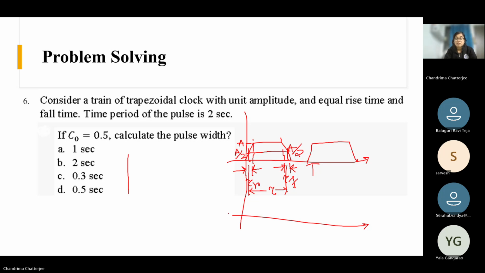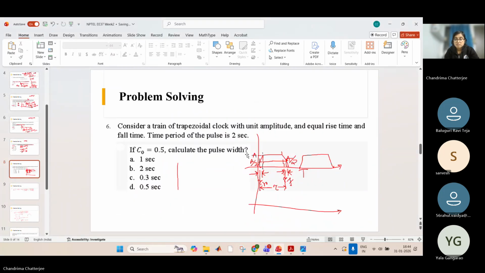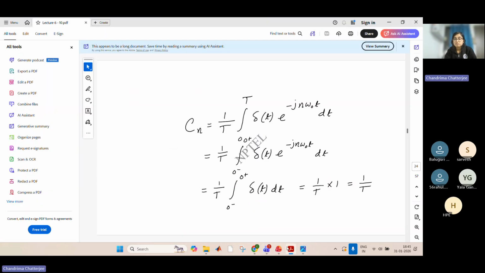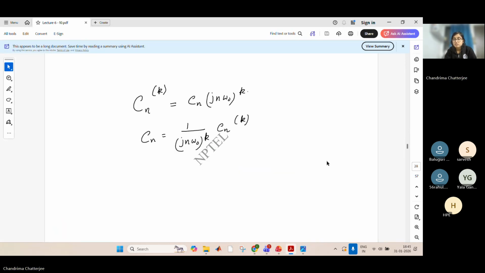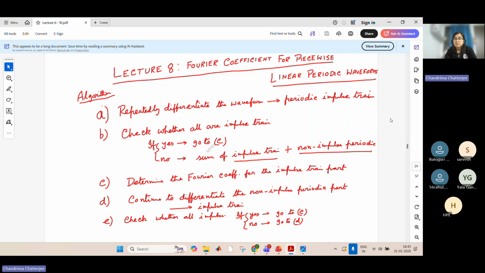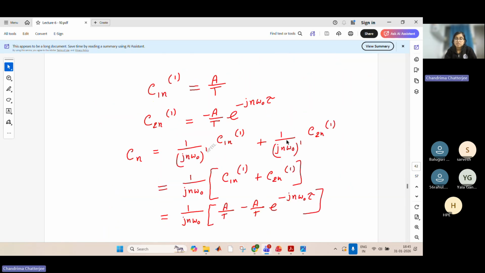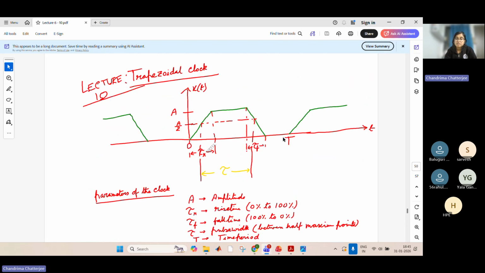So I will just refer to the lecture slides once. Calculating these values is not very difficult if you are already familiar with the process, how they are done. So I think you also have these slides with you. You have access to these slides. That's what I was telling you in the beginning of the session, that you will have to repeatedly differentiate the waveform until you get the impulse train. So for this trapezoidal waveform also it has been done.